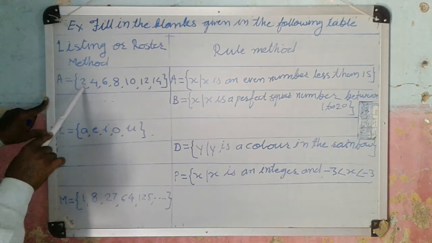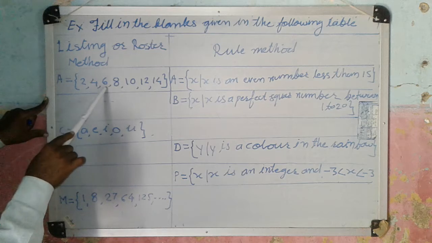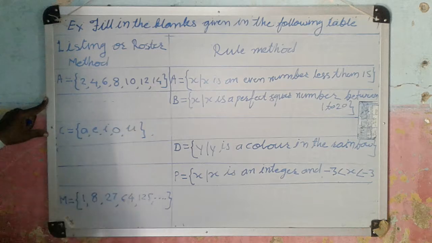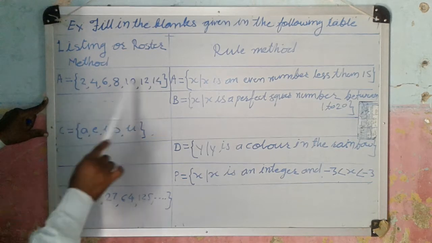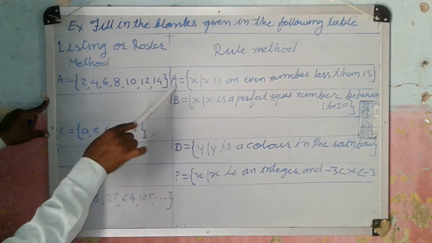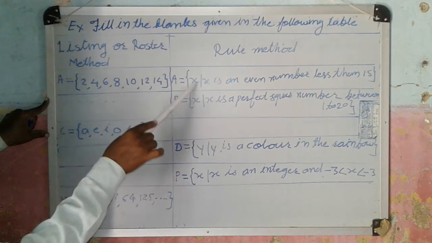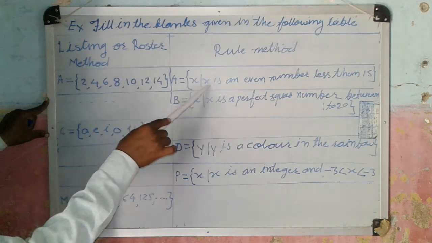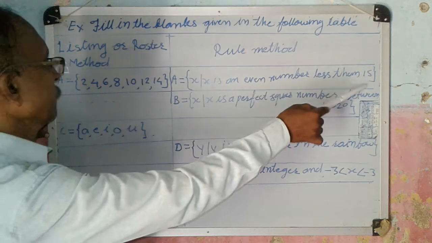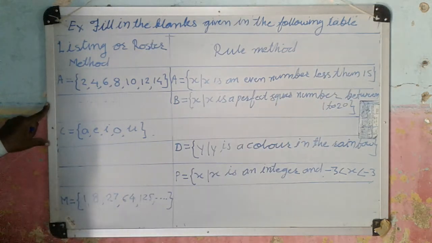The elements are 2, 4, 6, 8, 10, 12, 14. Now these numbers are even numbers and less than 50. Now this is the property of these numbers. So by using rule method we have written this. A is a set of all x such that x is an even number less than 50.